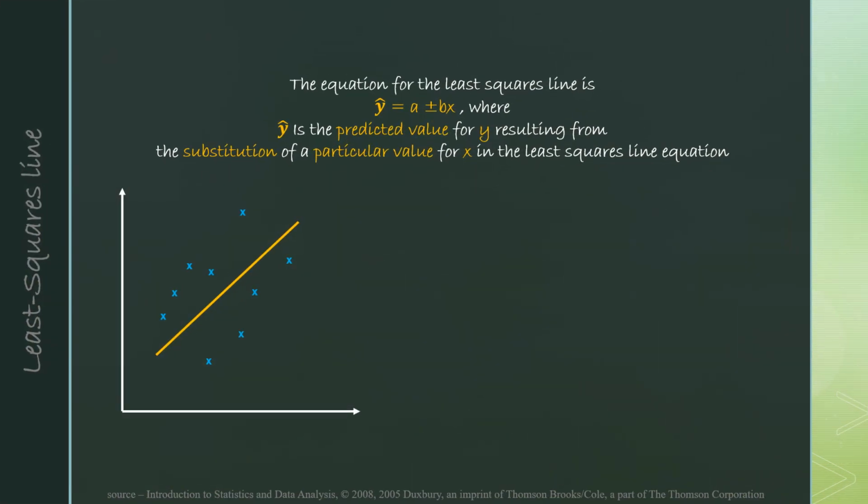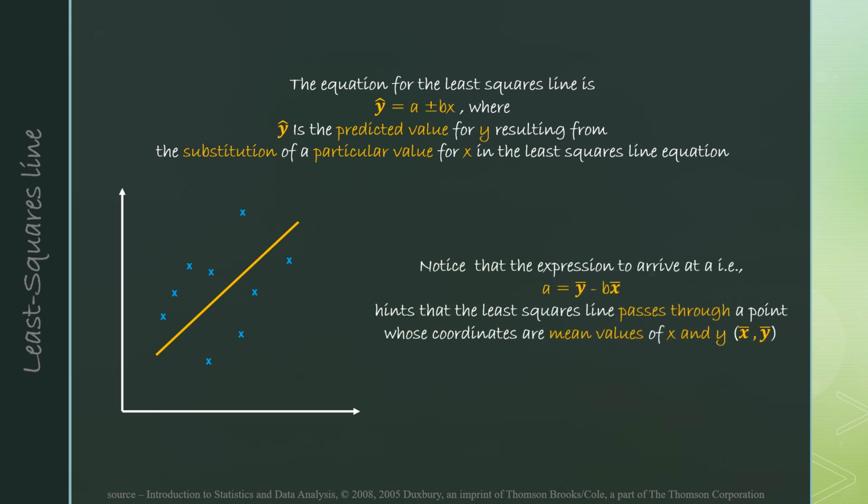The equation for the least squares line is y hat equals a plus b multiplied by x, where y hat is the predicted value for y resulting from the substitution of a particular value for x in the least squares line equation. Notice that the expression to arrive at a, that is a equals y bar minus b multiplied by x bar, hints that the least squares line passes through a point whose coordinates are the mean values of x and y, that is x bar and y bar respectively.